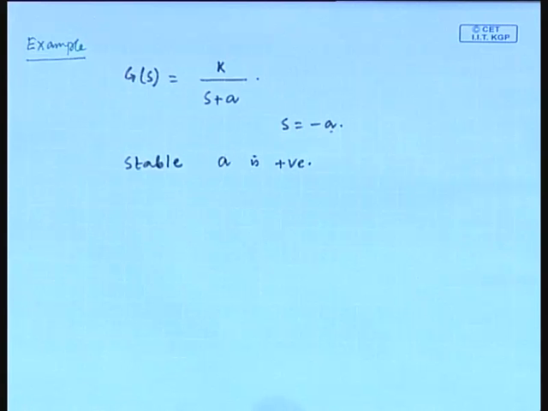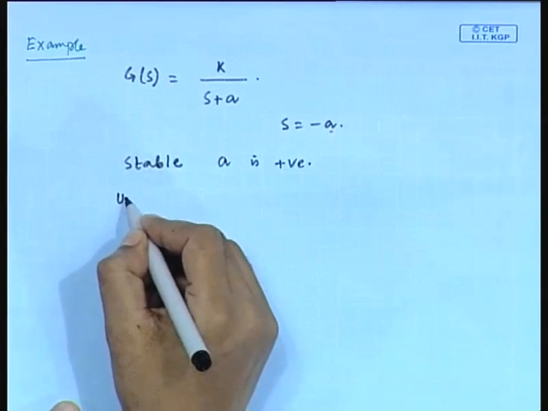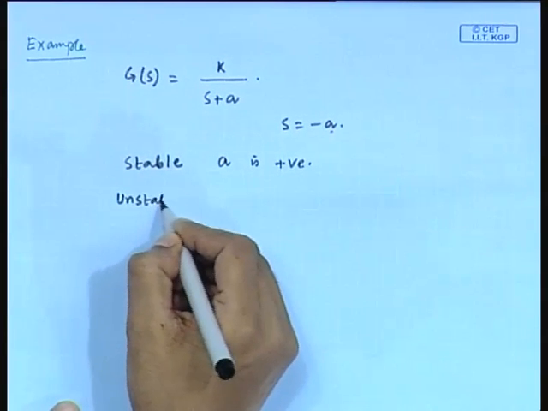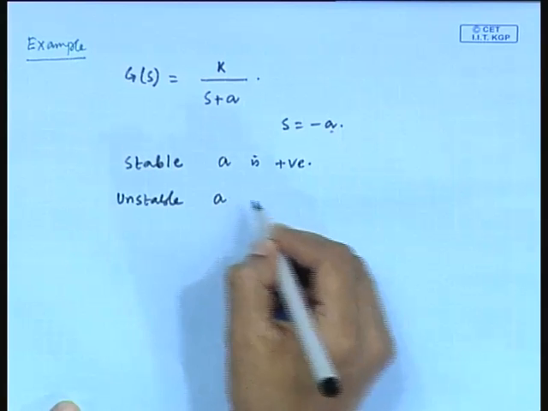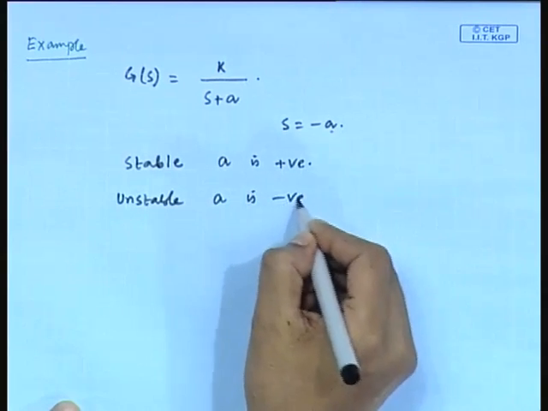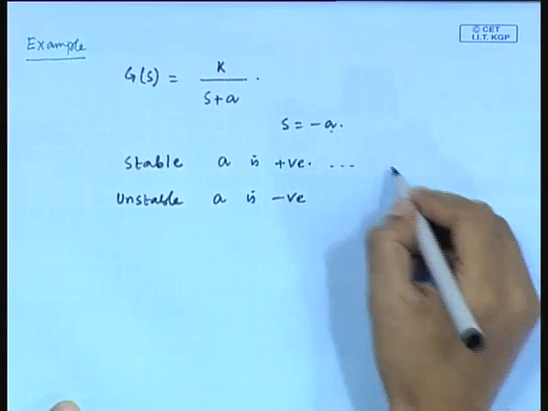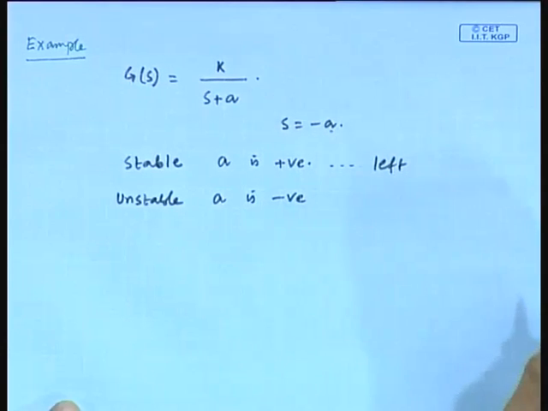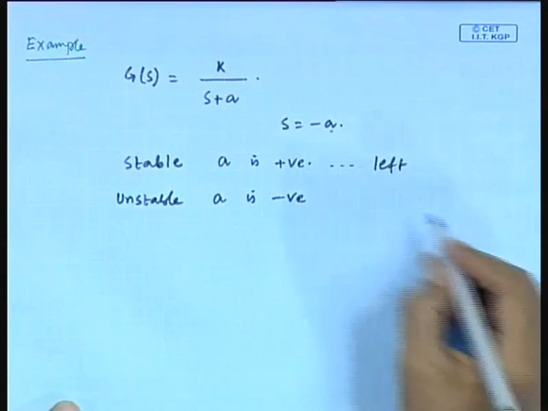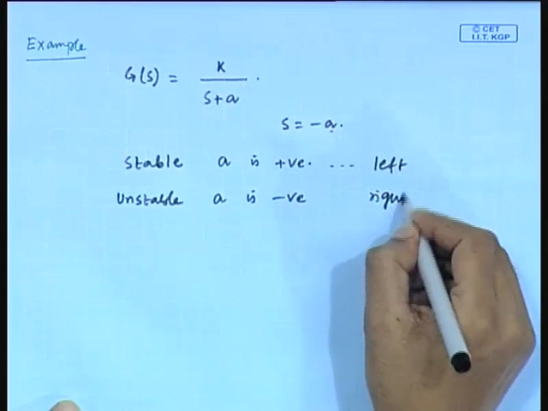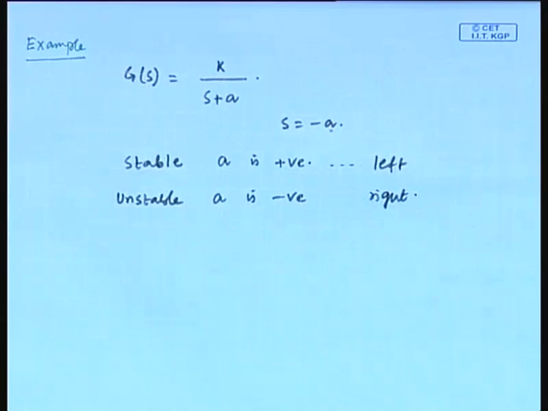Fine. If A is negative, this is unstable, because in this case the pole lies in the left side of the imaginary axis, and in this case the pole lies in the right side of the imaginary axis.